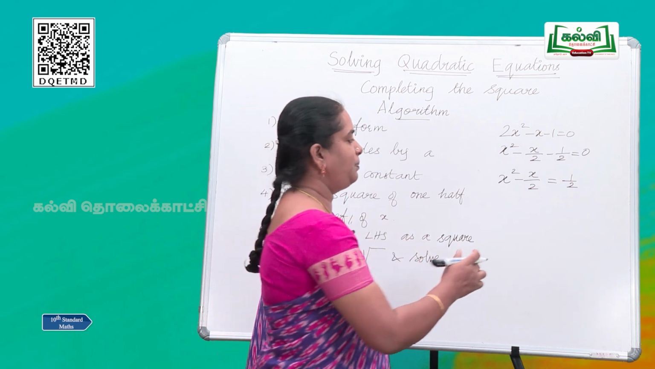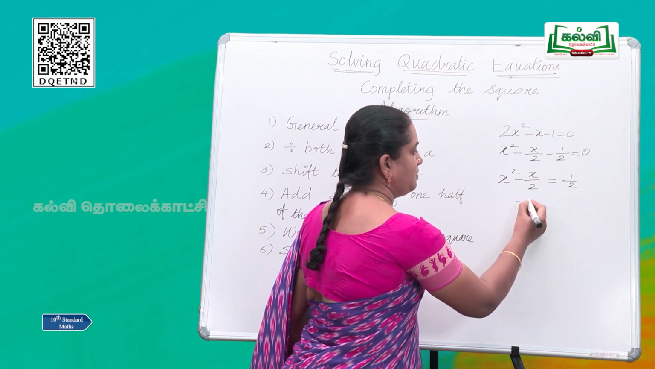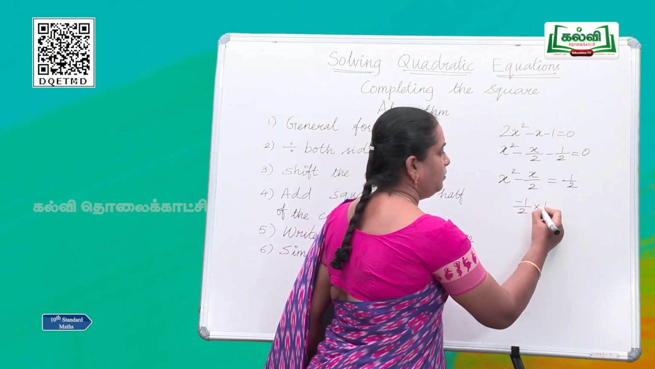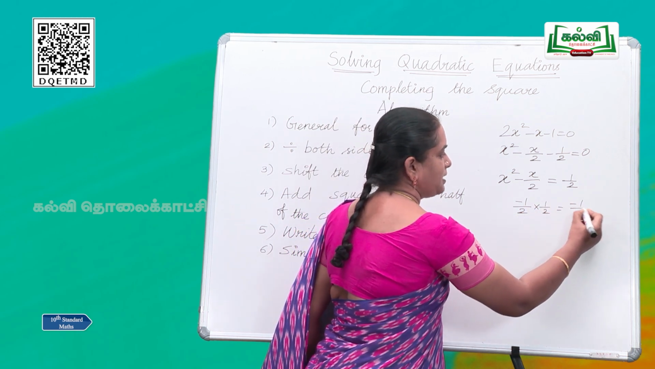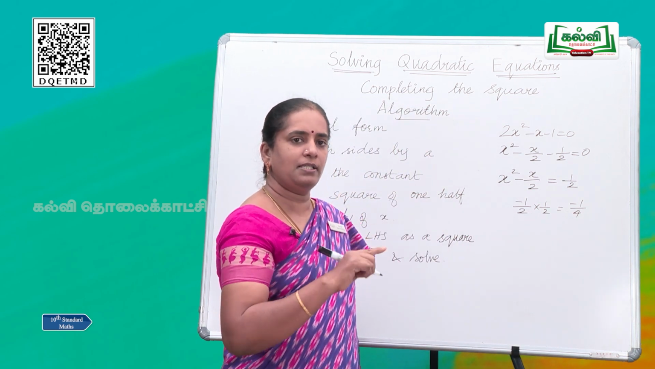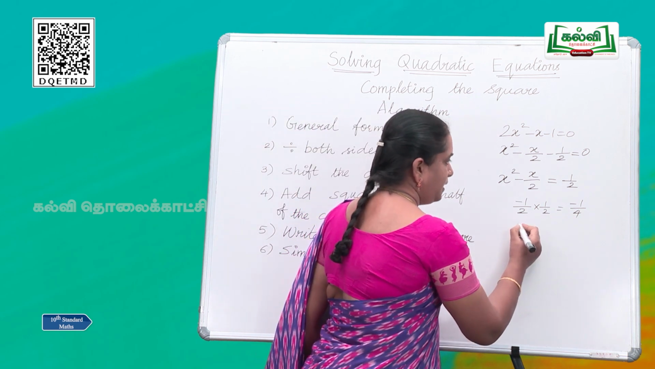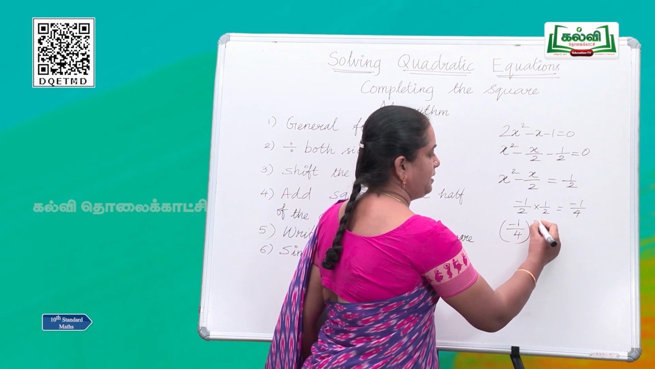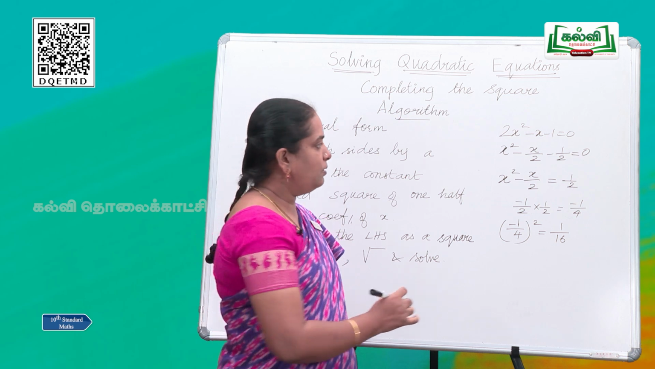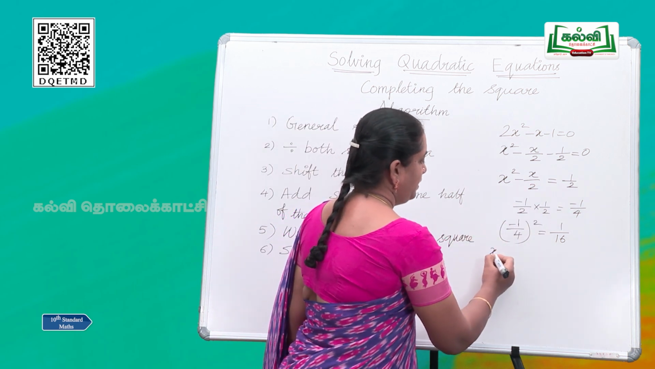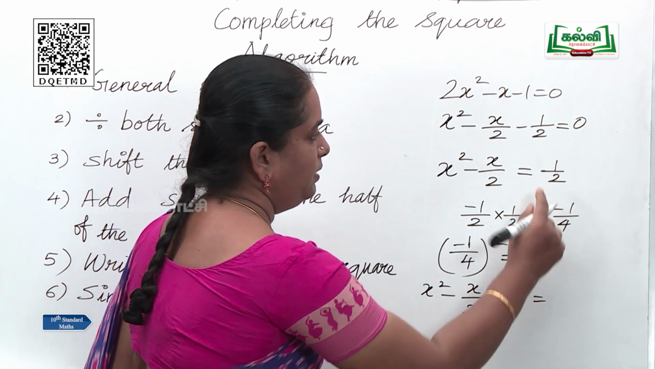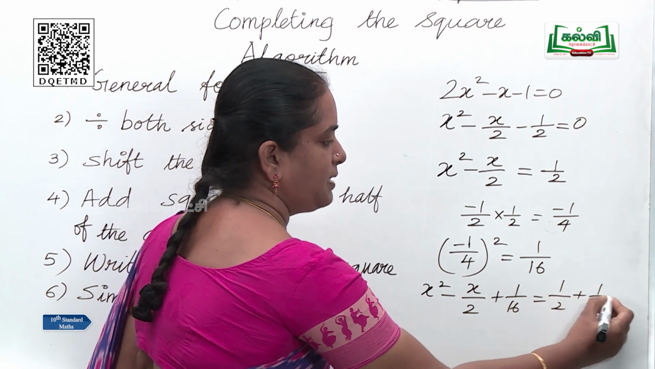Okay. I am going to repeat the process. The coefficient of x here is minus 1 by 2. Take the half of this coefficient; half means multiply by 1 by 2. That is, take the half as minus 1 by 4. And we have to square this minus 1 by 4 and add it to both sides. So, squaring, minus 1 by 4 the whole square is 1 by 16. Add 1 by 16 to both sides. So, x square minus x by 2 plus 1 by 16 is equal to 1 by 2 plus 1 by 16.